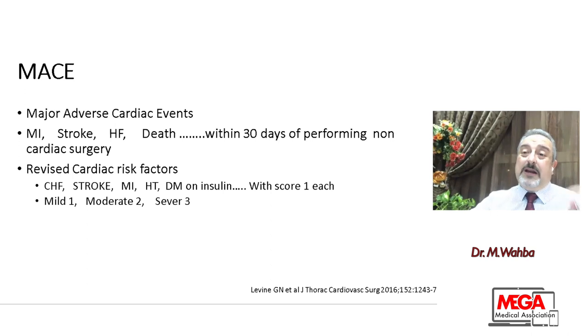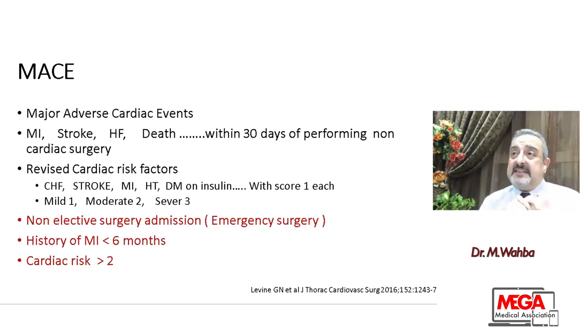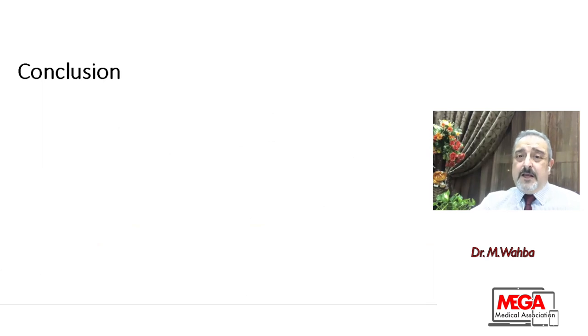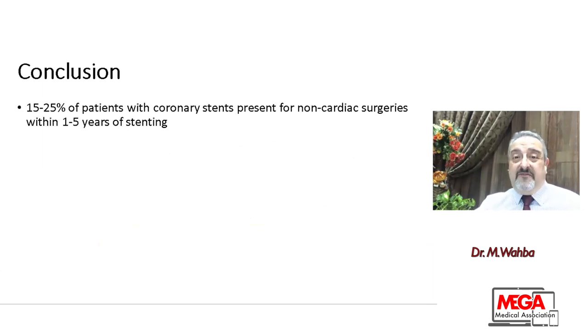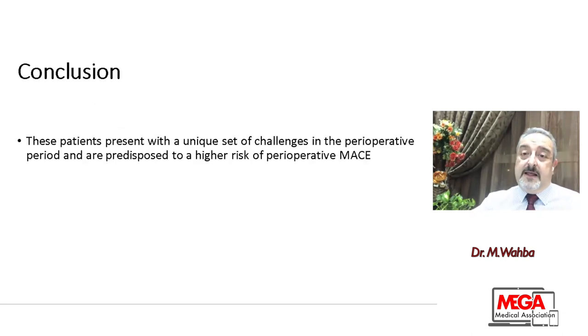Now the complication will come. If you did not do elective surgery but did it on an emergency basis, or the patient has a history of MI less than 6 months ago, or the cardiac risk factors are more than two, those patients will develop major adverse cardiac events. So in conclusion, 15 to 25% of patients with a coronary stent present for non-cardiac surgery within 1 to 5 years. Congratulations, expect one patient every week in your clinic coming with a stent going for non-cardiac surgery. Those patients present a unique set of challenges in the perioperative period and are predisposed to a high risk of perioperative major adverse cardiac events.